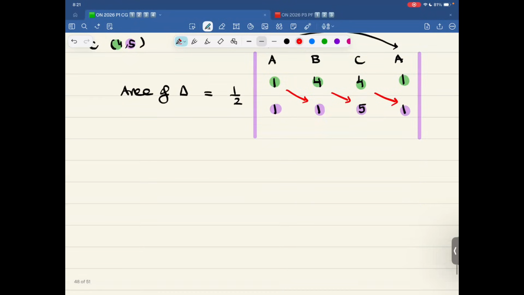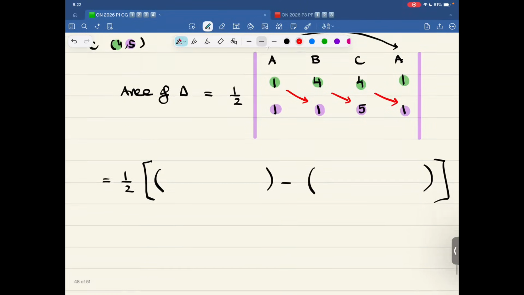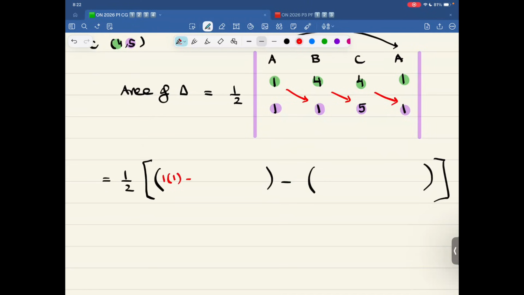So let me multiply it out. The half is still waiting on the outside. Let me draw a big bracket, minus sign, then another bracket, and then close this bracket. So this is 1 into 1, this is 4 into 5, this is 4 into 1. That's how I have labeled it. Let me multiply in this direction, like this, and like this.